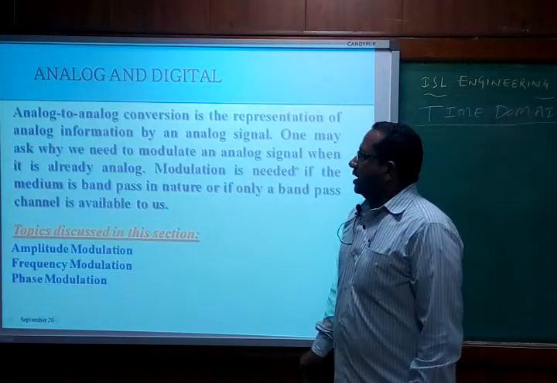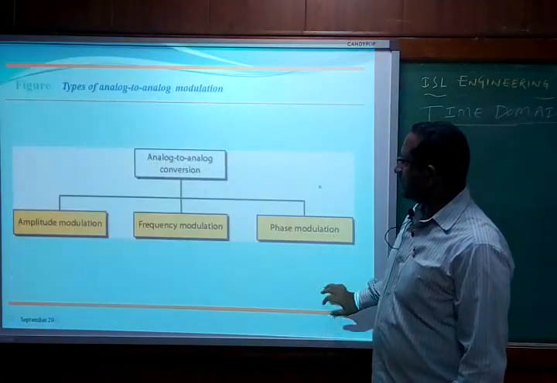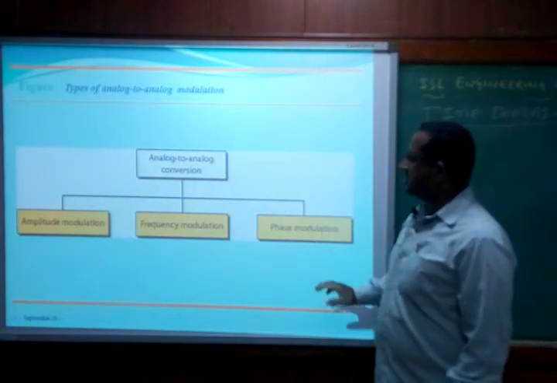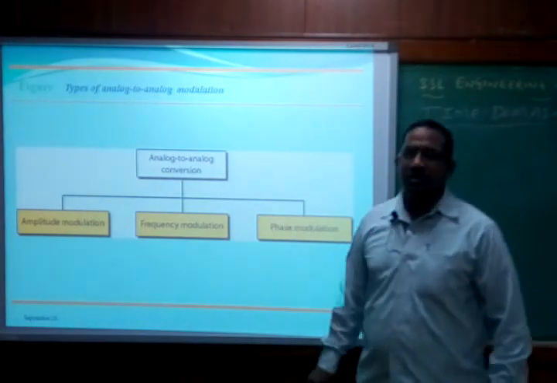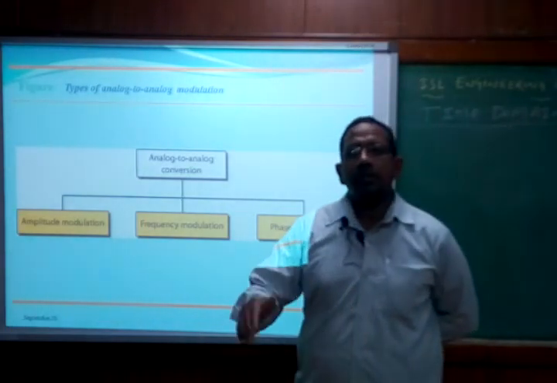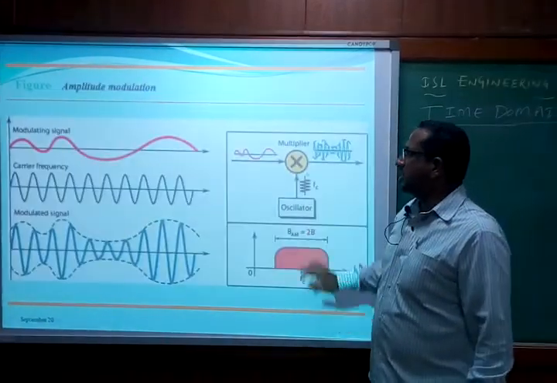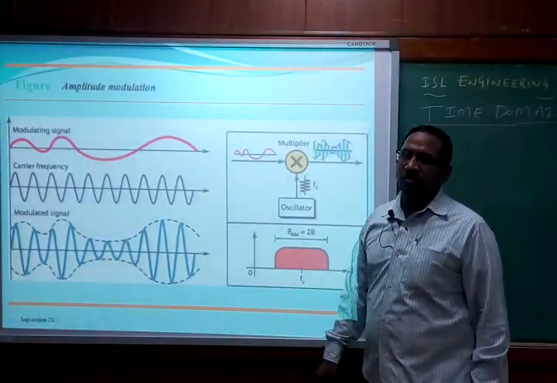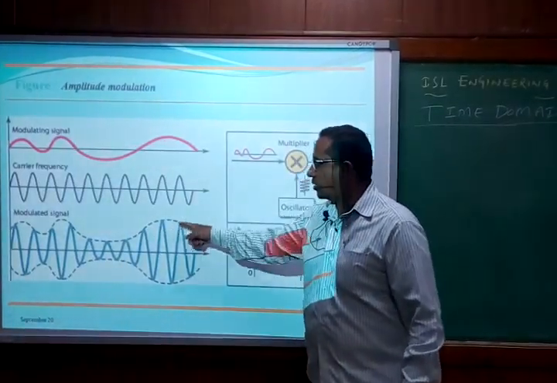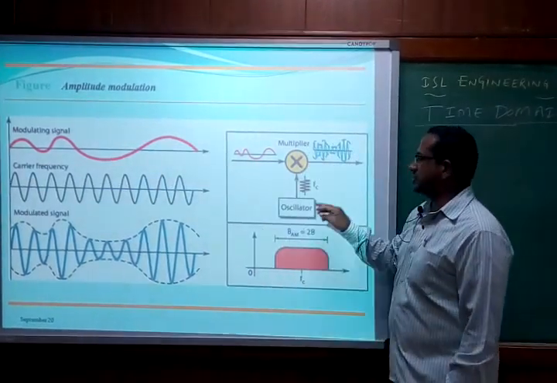Okay. Then next we have these three, which are the three variants for analog to analog conversion. What is actually happening? The input message signal is analog, but what is the output we are going to get? We are going to get once again an analog signal. That is what we have seen. Then after modulation, what is going to happen? The carrier amplitude is going to get modulated with respect to the amplitude variations of the message signal. This is what we have seen.